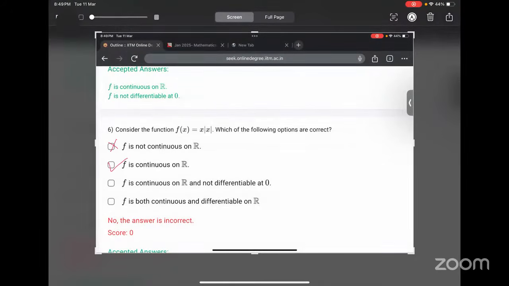What about the third? Is it differentiable at 0 or not? We can check by the definition, right? We have to check the left hand derivative and right hand derivative. I'm waiting for some time. You just check the left hand and right hand derivative and let me know whether it is differentiable at 0 or not.